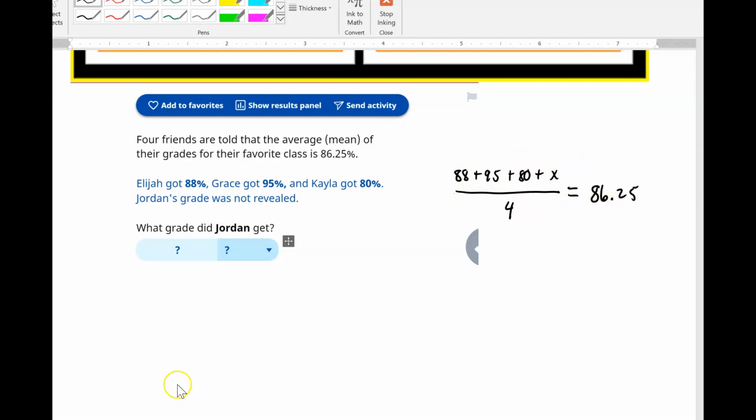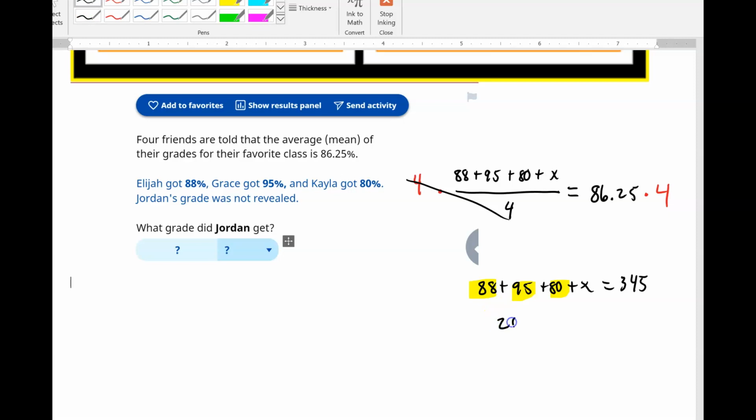So the first thing you want to do is, let's go ahead and get rid of this fraction. When I see division, what do I do? I multiply both sides by 4. So, because there were 4 friends, I'm going to get rid of the fraction by multiplying by 4, multiplying by 4. These 4's right here will cancel out. Everything at the top will get dropped down, 88 plus 95 plus 80 plus X. Use your calculator to figure out what 86.25 times 4 is. That gives you 345. And now we got a whole bunch of like terms here. We got 88, 95, and 80 that we can add up together. So 88 plus 95 plus 80 gives you 263.